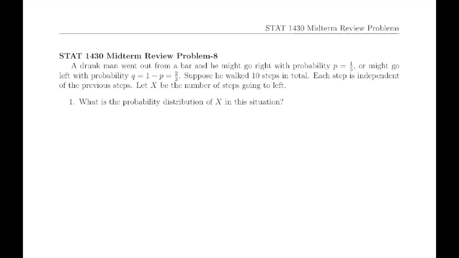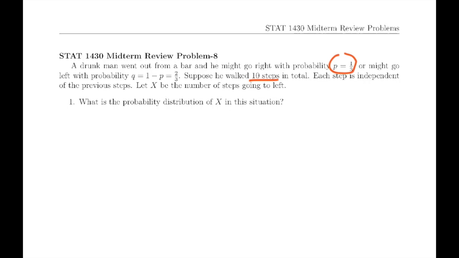Now we're going to look at this problem about a drunk man. This drunk man went out from a bar and he might go right with probability P equal to 1/3, or might go to the left with probability Q, which is equal to 1 minus P, which is 2/3. Suppose he walked 10 steps in total. Each step is independent of the previous steps.